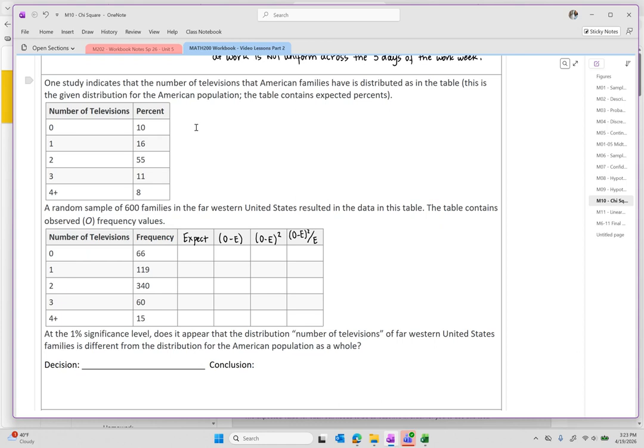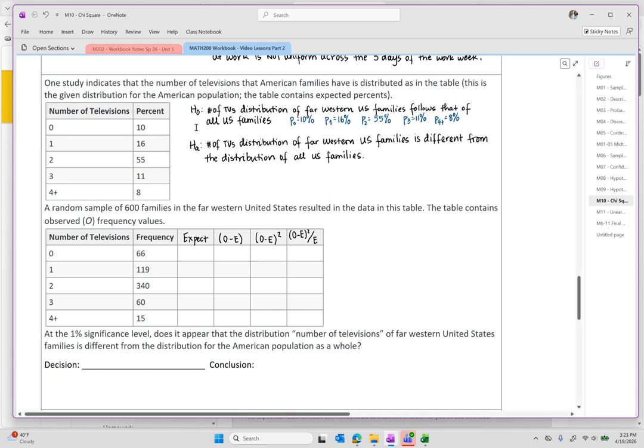So when we are trying to do this hypothesis test, we need to understand what is the null hypothesis and what is the alternative hypothesis. The alternative hypothesis will be whether the distribution of the number of televisions of far western United States families is different from the distribution of the American population. This is our task. So therefore, the null hypothesis will be that the number of TVs distribution for far western United States families actually follows that of the US families.